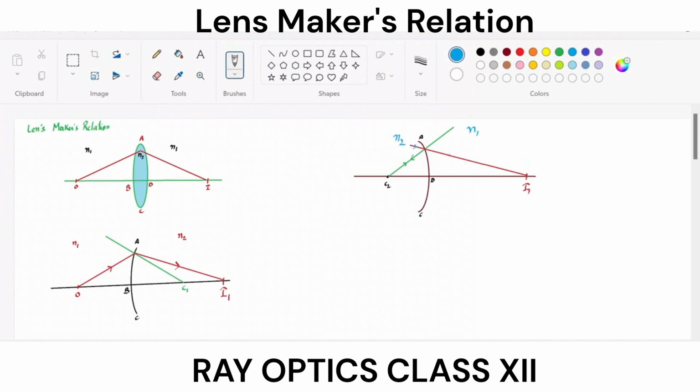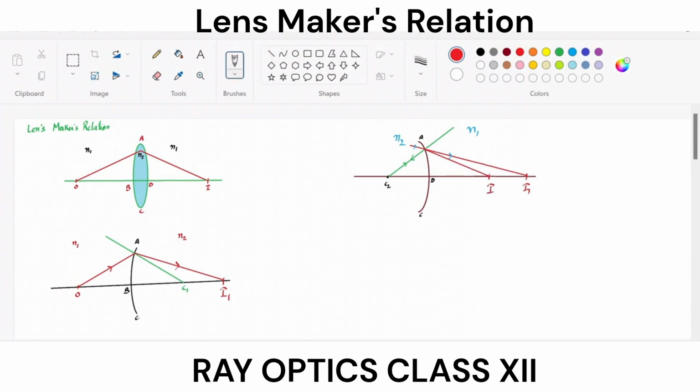So this was the actual path, this was the path where it was supposed to go, but it is not going in that path and it is bending away from the normal. Away from the normal means if this is the actual path, this will be towards the normal, the green one is our normal, this will bend away from the normal and you will get the final image at I.